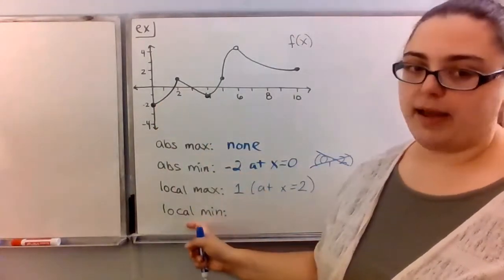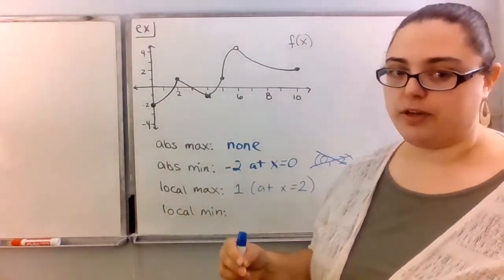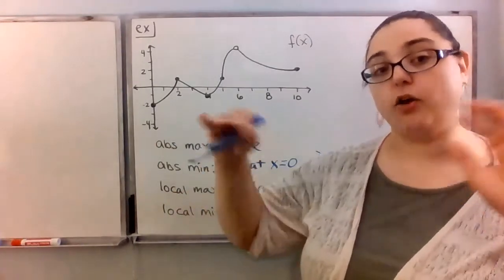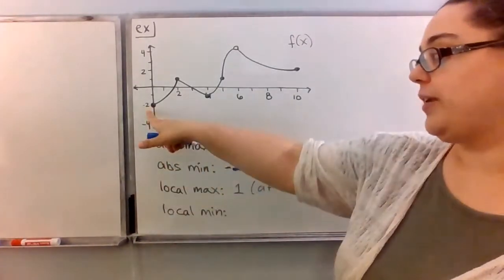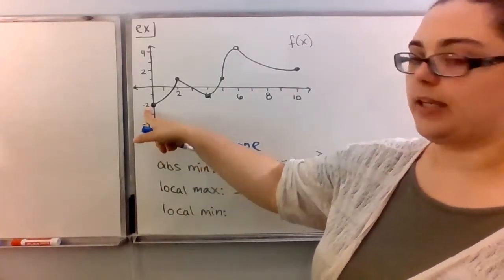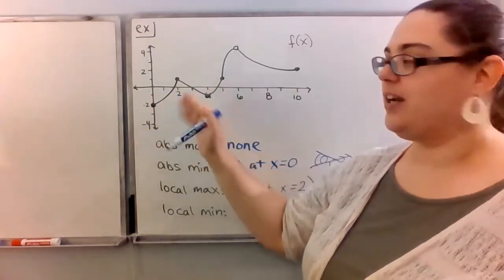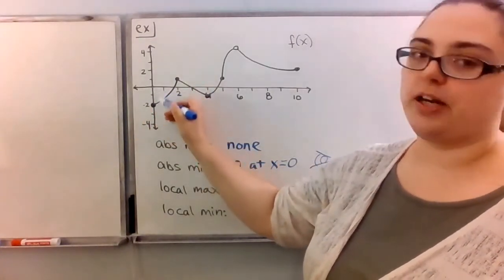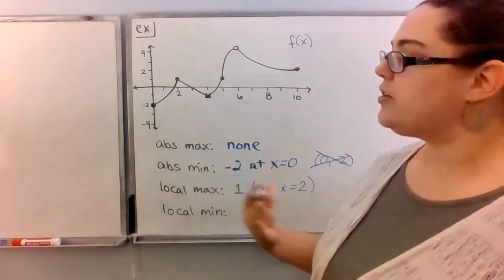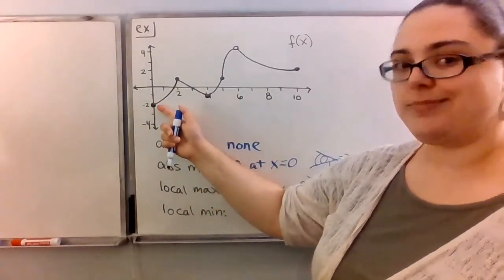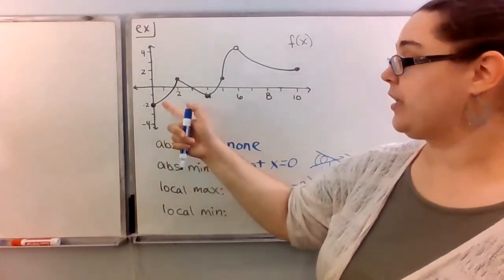For local max and min, they cannot be endpoints because they have to be defined on open intervals. And in order to include this point, I have to include the end. So it has to be a square bracket, so it has to be a closed interval. So although this is an absolute minimum, it's not a local minimum.